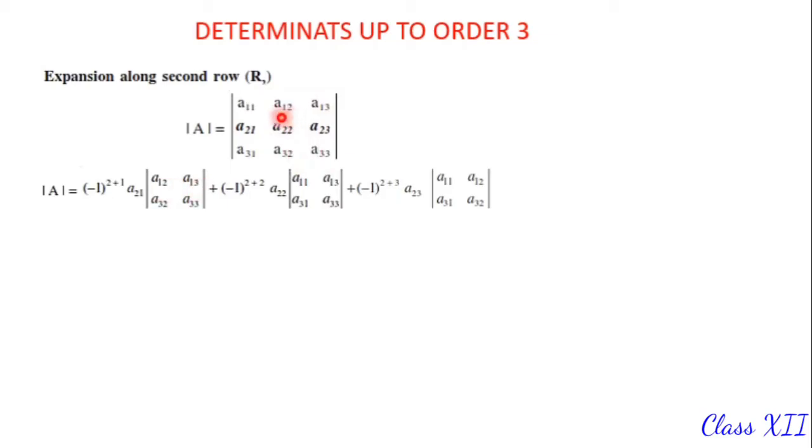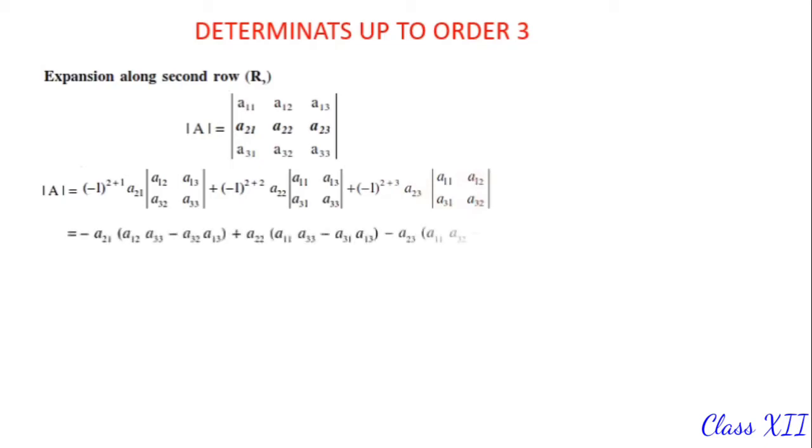Plus, the second element we take is A22. A22 means (minus 1) to the power 2 plus 2, into A22, and that particular column and row we leave. So the balance is A11, A13, A31, A33, written here. Plus the last element is A23. So (minus 1) to the power 2 plus 3 we add, into A23, and that row and column are left, balance A11, A12, A31, A32, that is what is written.